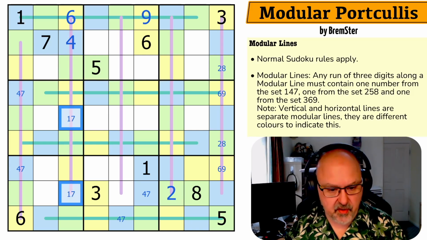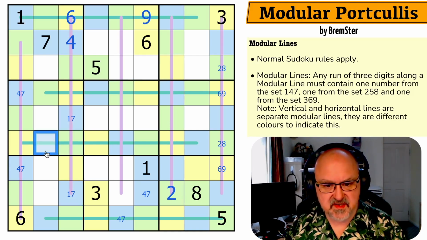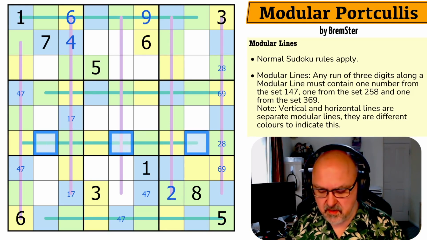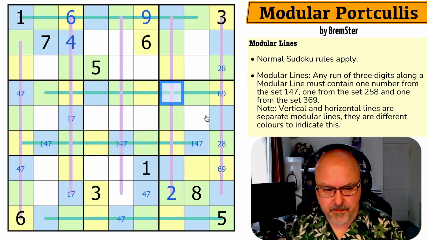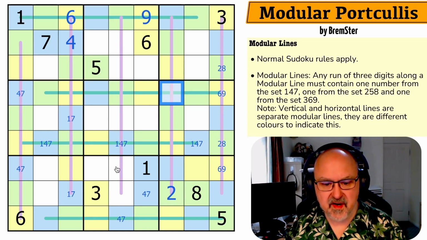So 4 comes out of those. These are... let's see if I can do more colouring. But these are 147. I mean, all of the blues are 147. So pencil marking them all seems a little over the top. Have I marked all the lines yet?